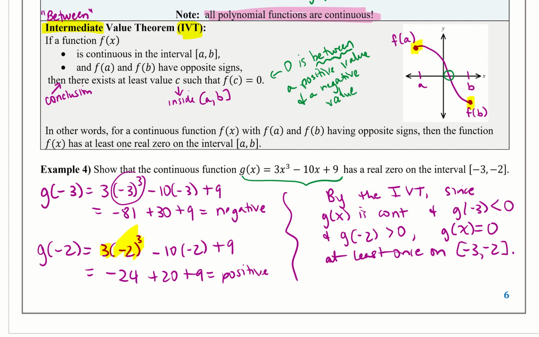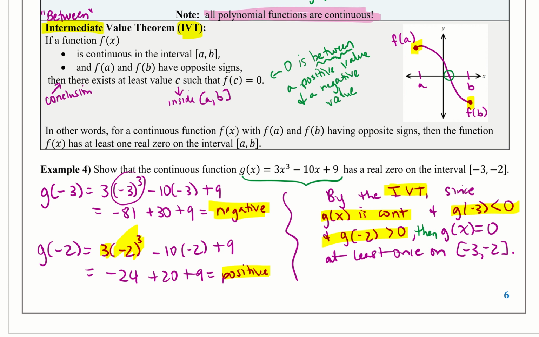So when it says to show it, part of that showing is to evaluate those endpoints. The rest of the showing is a restatement of the IVT. I listed the name. I listed the conditions. I need to be continuous, and I need to have one endpoint of each sign. And then I can add the word then in here, so there's a conclusion, that I will have a 0 on that interval.